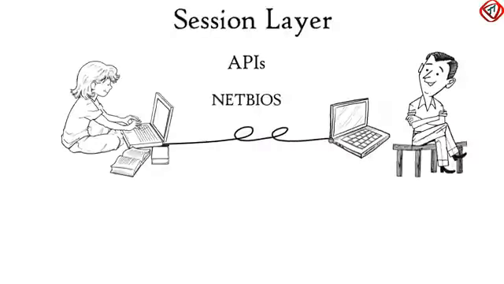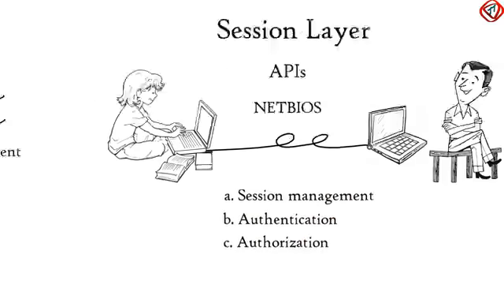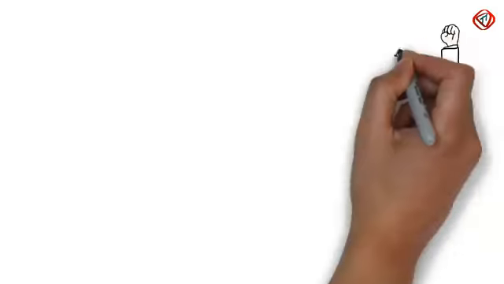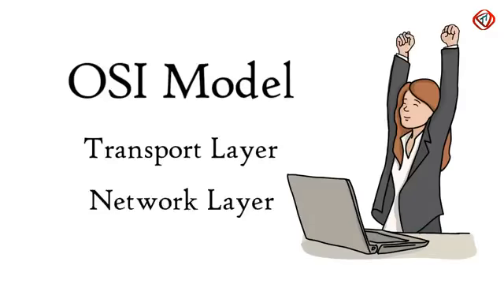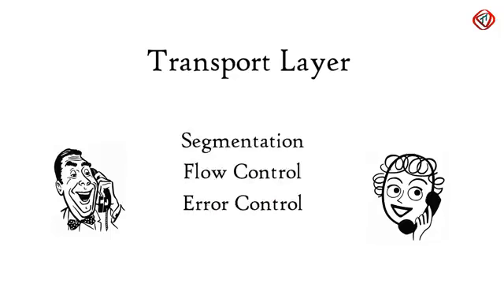So, session layer helps in session management, authentication and authorization. Your web browser performs all functions of session, presentation and application layer. Layer below session layer is transport layer. Transport layer controls the reliability of communication through segmentation, flow control and error control.